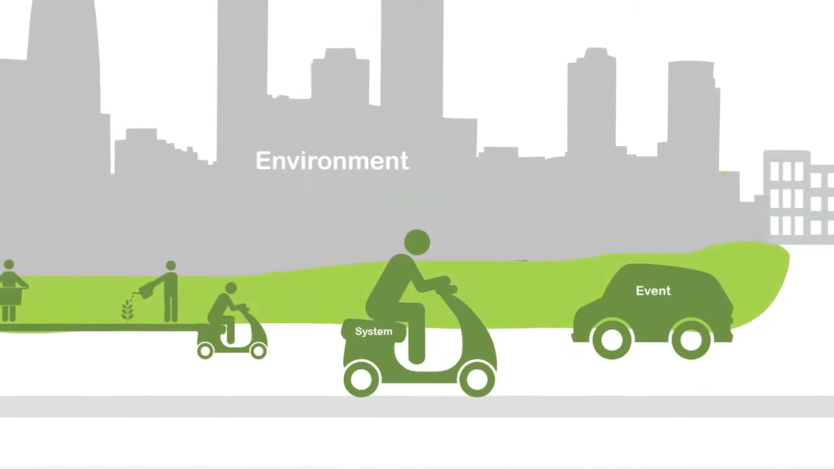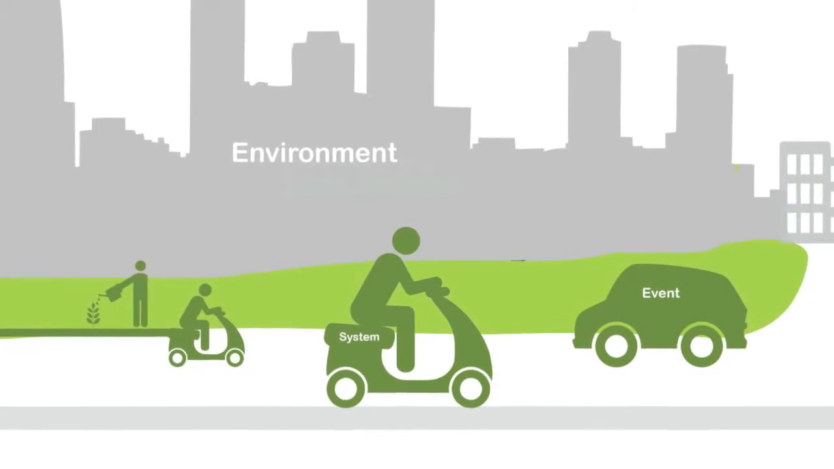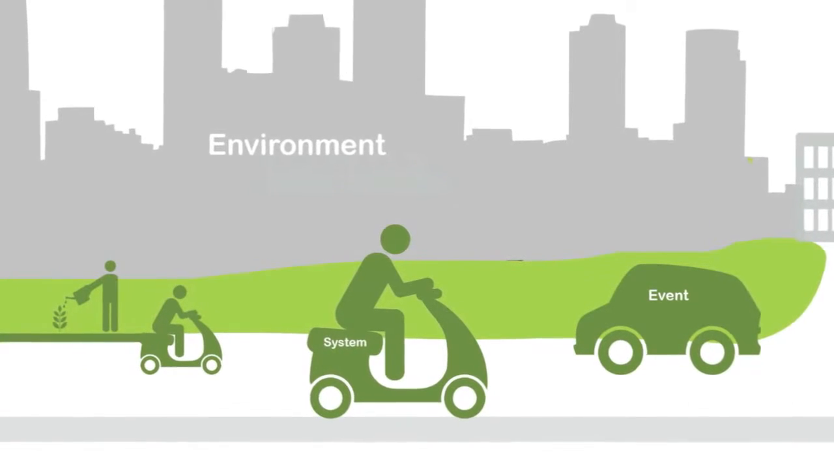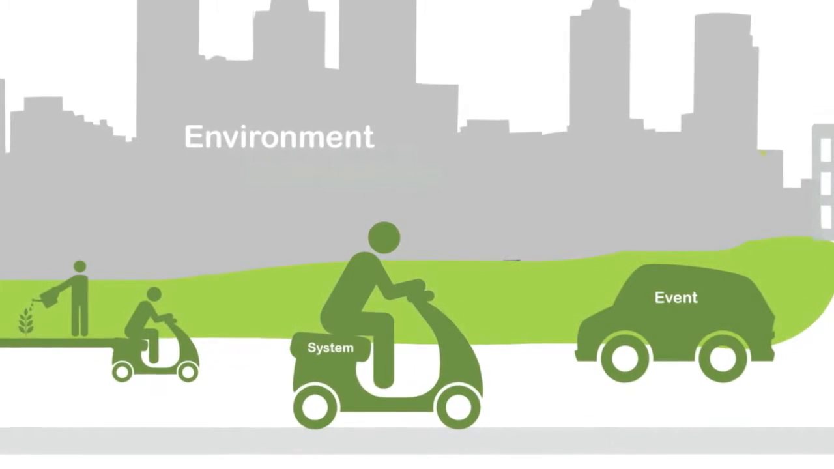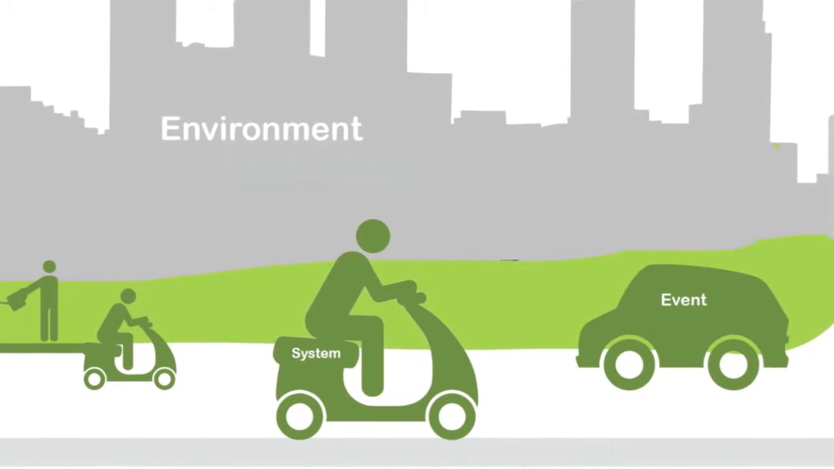Adaptation is a process or capability through which systems can change in response to some event within their environment. In order for this to happen, there needs to be some control or regulatory mechanism within the system.